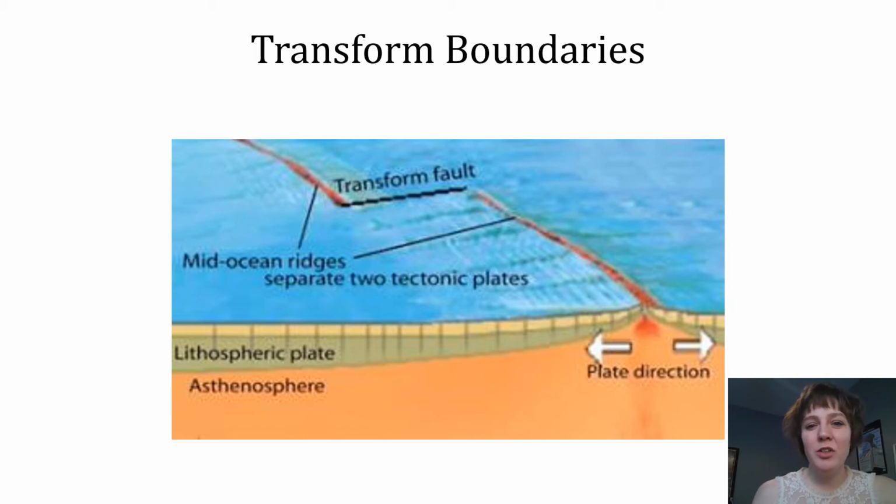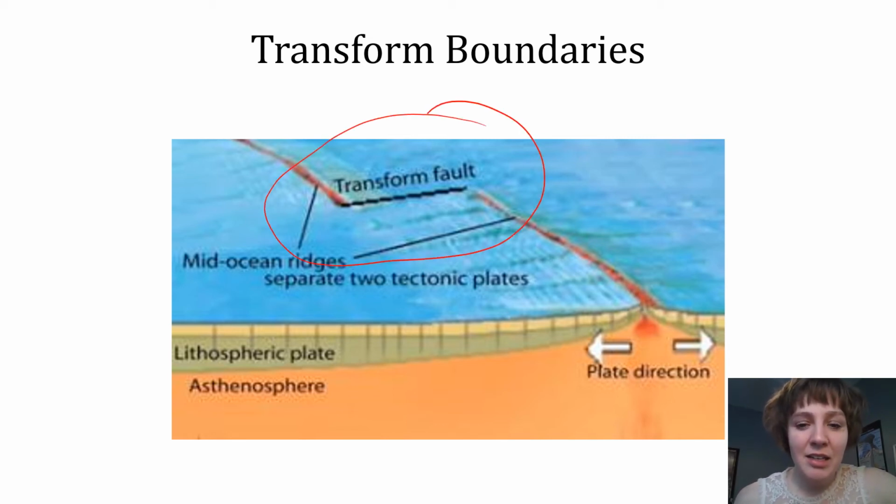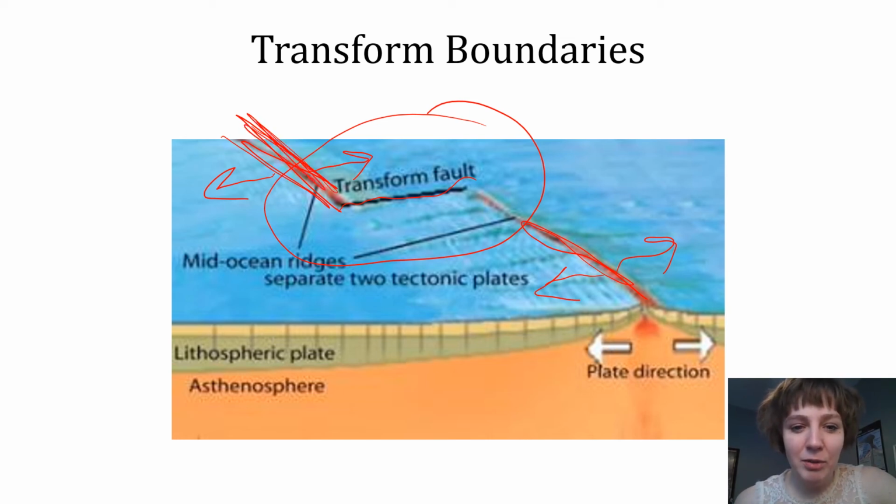One thing that I do want to note about transform boundaries, though, is where they're found. Because while they are definitely found on land, the San Andreas Fault is a really famous example, the most common place for these type of boundaries is actually down at the mid-ocean ridges, interspersed between the ridges. This happens because the ridges themselves are actually spreading at slightly different rates, and something needs to be able to take up that offset in the motion, and transform faults are able to do so. So the motion on this transform fault would be the same motion as the material being pushed away from this ridge, so moving that way on one side of the fault and this way on the other side.